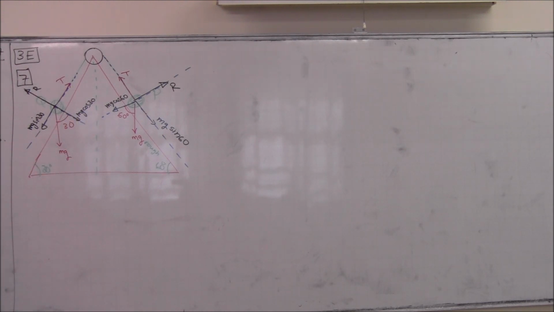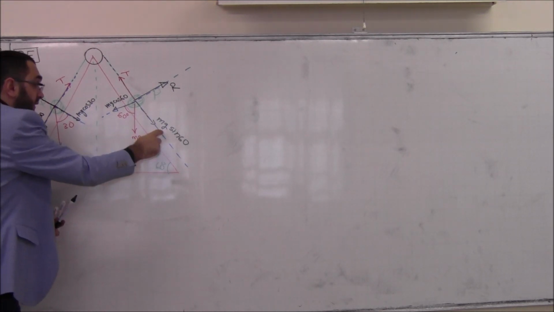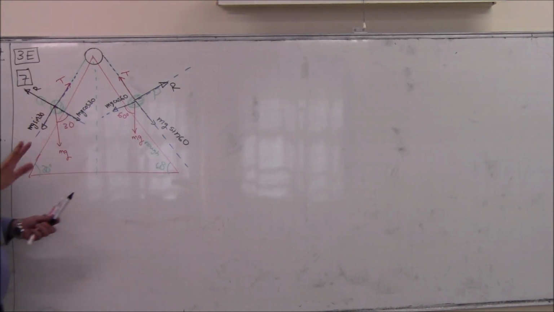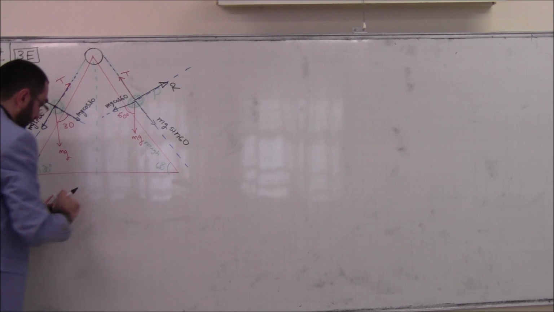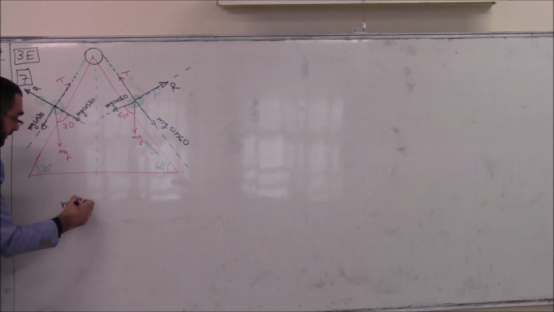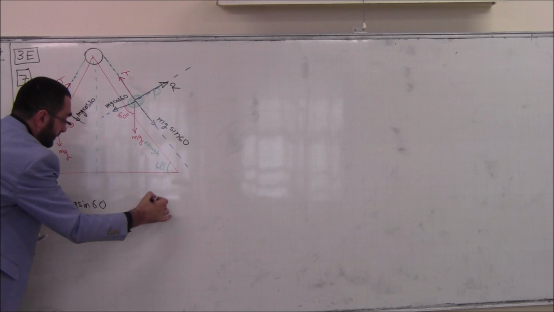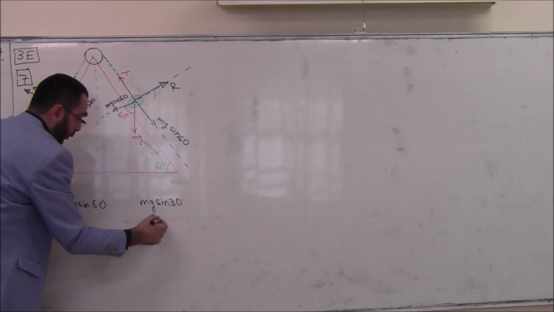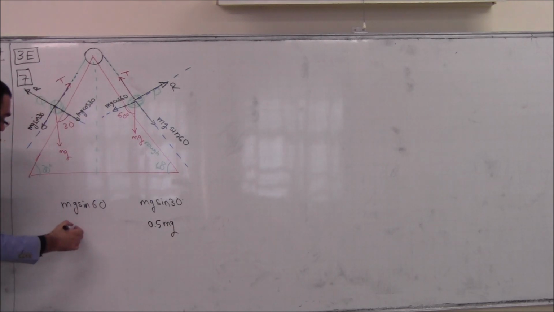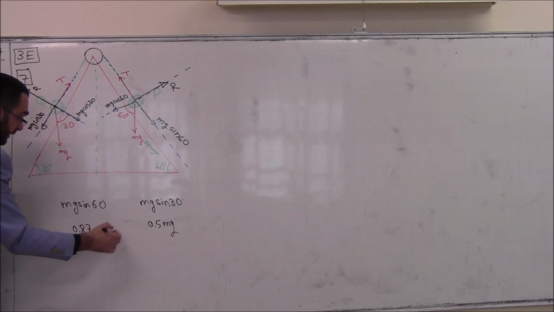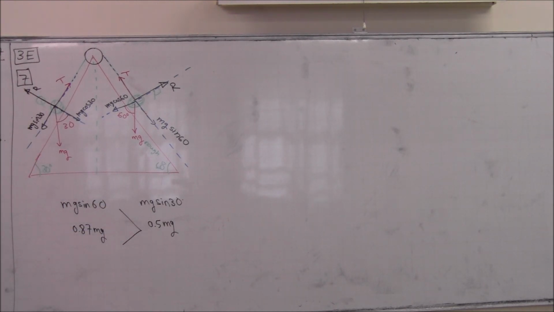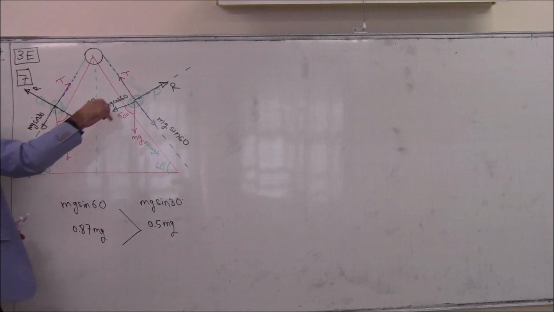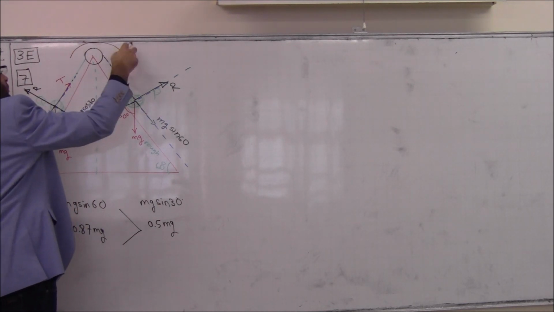Okay, clear? Again, girls, either this force or this force will cause the motion. Let's test mg sine 60 and mg sine 30. This one will be 0.5 mg, and this 0.87 mg, which is greater. So where is the direction of motion? Downward, this way. This is the motion.